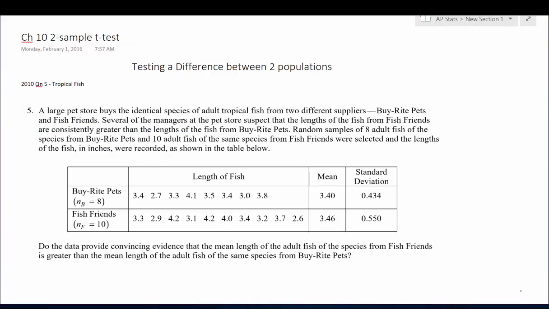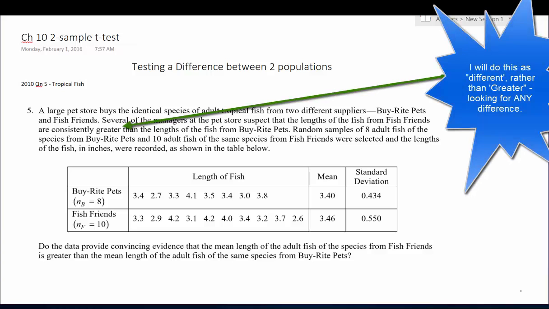Hello, this video is going to walk us through one of the most complicated, difficult aspects of the course and absolutely the most useful, versatile procedure that there is, which is testing a difference between two populations. This is from 2010 question 5 concerning tropical fish. I'll give you a minute to read it. However, I'm just going to look for a difference in mean length rather than whether they're greater.